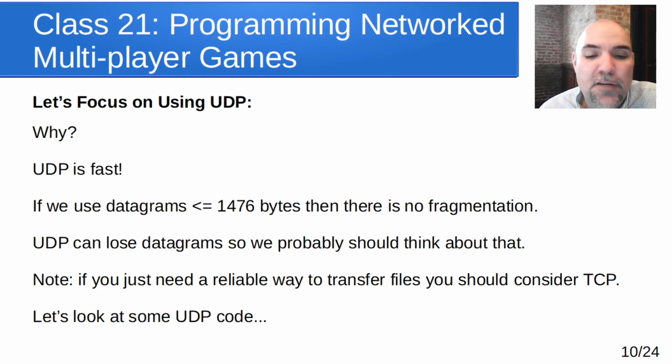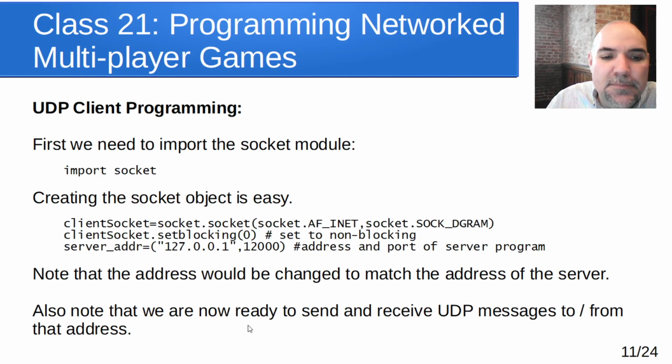Now, one thing to note, if you just need a reliable way to transfer files like textures and skins and things like that, you should consider using TCP and not UDP. There is something important here: if you're writing a large, fairly complex network game, I've written code that uses both TCP and UDP together. It uses UDP for the real-time data, and then it uses TCP to load the assets at the beginning of a level or something like that. So consider the advantages and disadvantages of each. But we're going to focus on UDP since that seems to be more aligned with real-time interactive games.